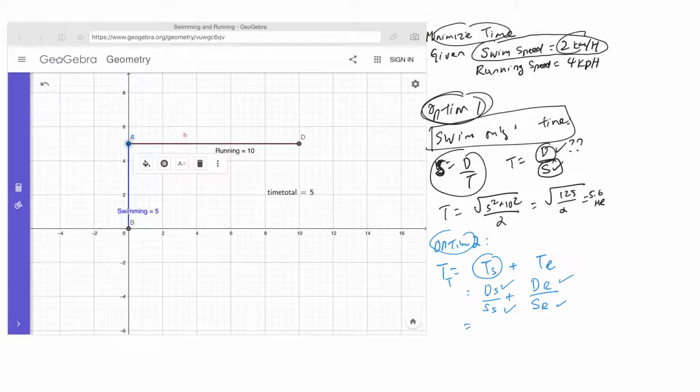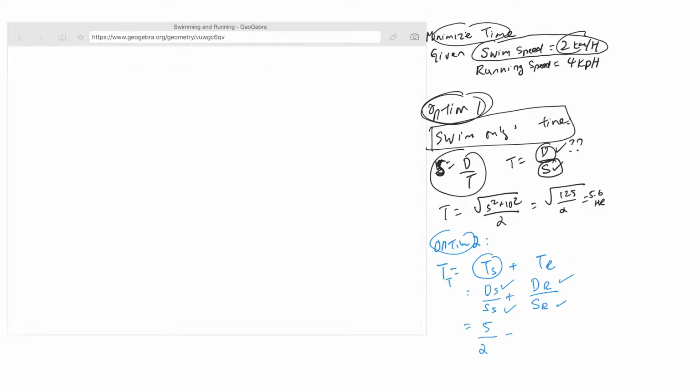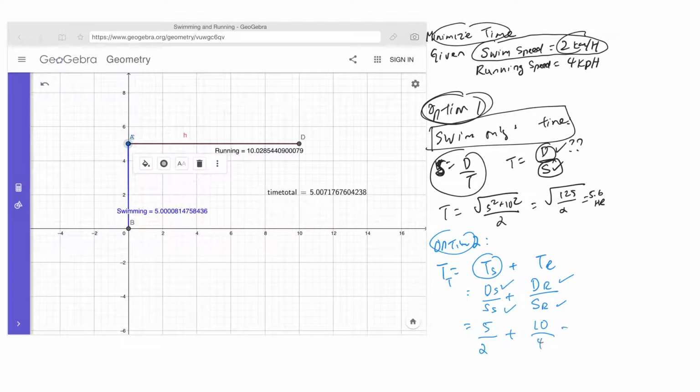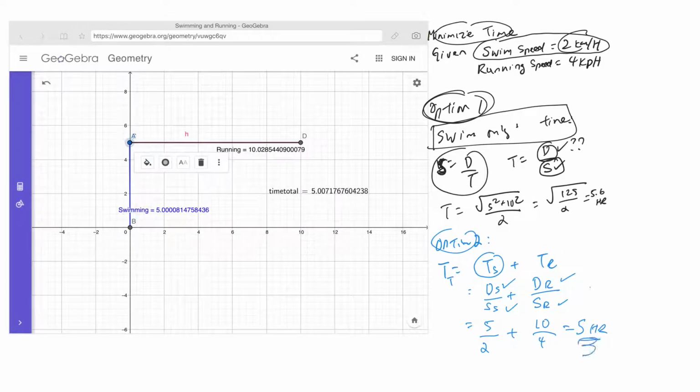So distance of swimming is going to be 5 kilometers over, in this case, swimming speed is 2, plus distance of running. Since we're traveling the entire distance, if you look at the left, from here to here, that's going to be 10 in this situation. So that's 10 divided by 4, and if we calculate that, we end up getting 5 hours.